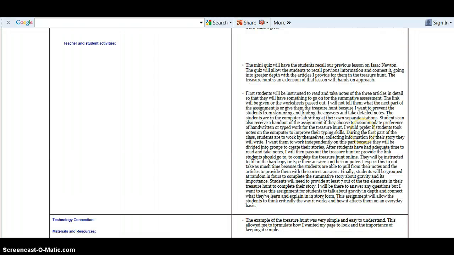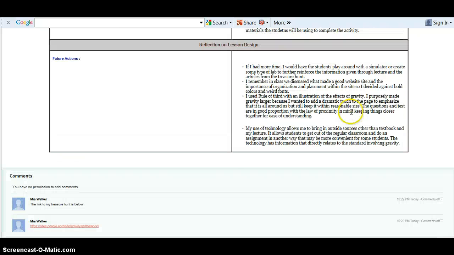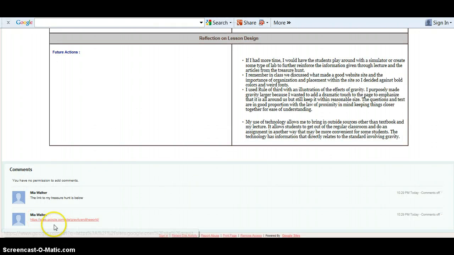Students that have disabilities where they can't use the computer will be given a worksheet of the articles and the treasure hunt that I will grade by hand, so that I can accommodate students that may have some type of disability. And this is where you will find my treasure hunt, down here at the bottom.